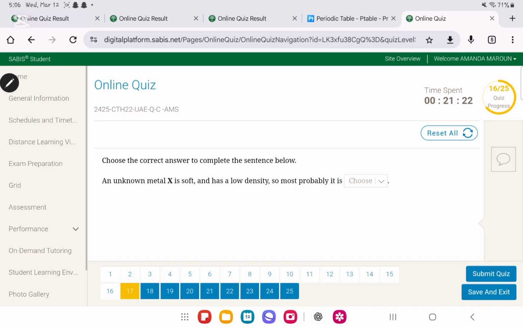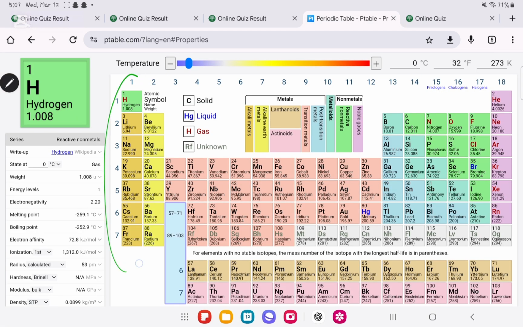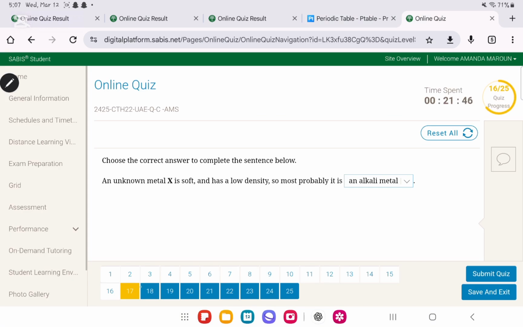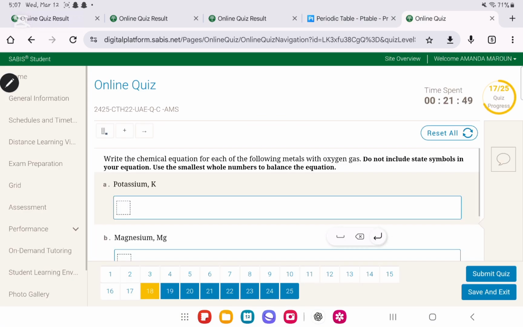An unknown metal X is soft and has a low density. So if the metal is soft and it has a low density, then for sure it's probably an alkali metal. Alkali metals are these metals over here, excluding hydrogen for sure. It is lithium, sodium, potassium, rubidium, cesium, and francium. Okay, these are the alkali metals. We move on to question number 18.